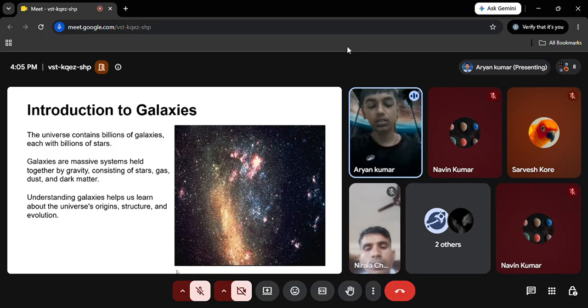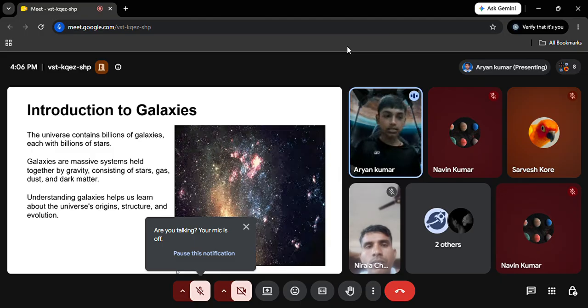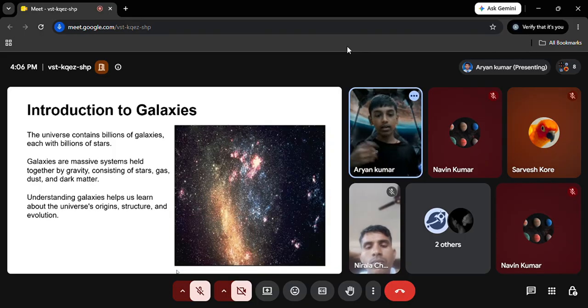Okay, so galaxies are... We also live in a galaxy, and it's called the Milky Way. And these are groups of massive systems that are held by gravity. They contain billions and billions of stars, which are held by gravity and dark matter.